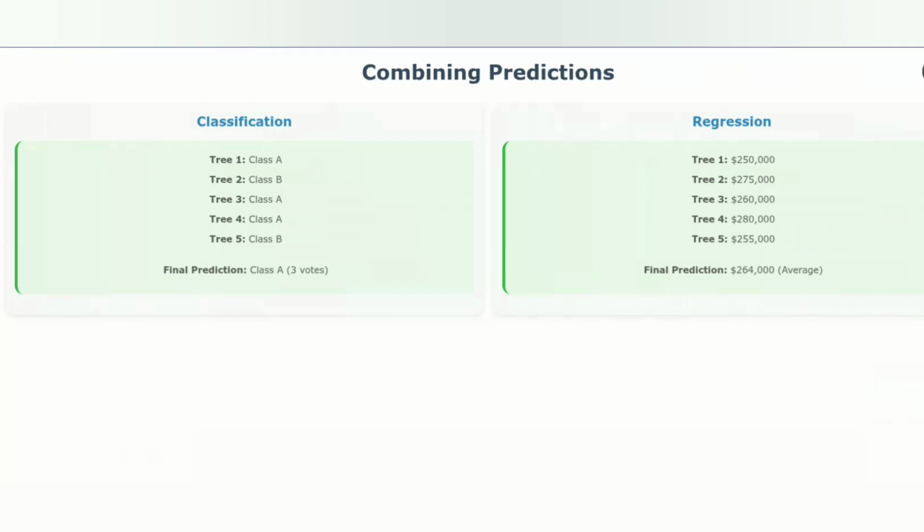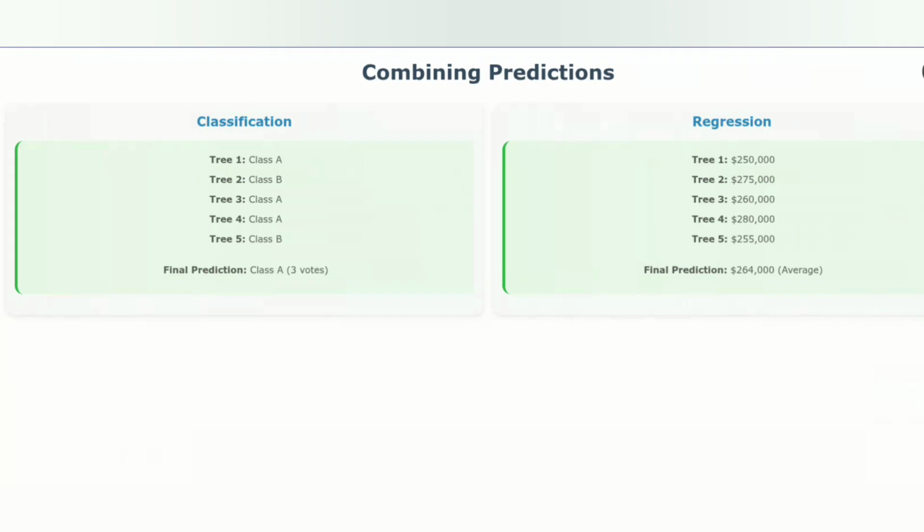3 trees say spam and 2 say not spam. The majority wins, so our final prediction is spam. It's democratic decision-making at its finest. For regression problems, like predicting house prices, we use averaging. If our 5 trees predict $250,000, $275,000, $260,000, $280,000, and $255,000, we simply take the average, $264,000. This voting and averaging mechanism is what makes Random Forest so robust.